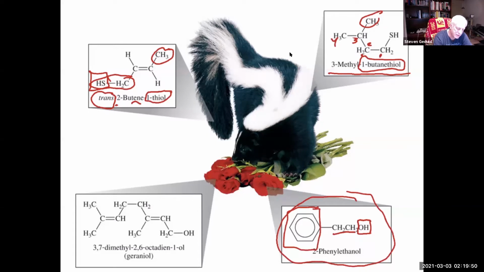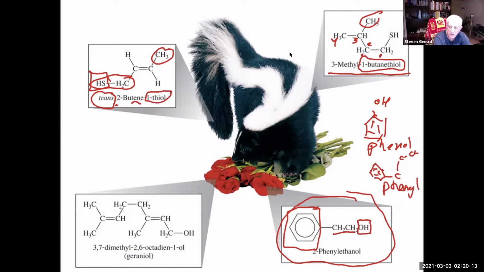Remember, if it's a benzene ring with an OH group, it's phenol. If it's a benzene ring that attaches to another carbon, okay, it's phenyl. That's how we name the substituent. Do not get phenyl and phenol mixed up. Phenyl is an attachment, phenol is an alcohol.